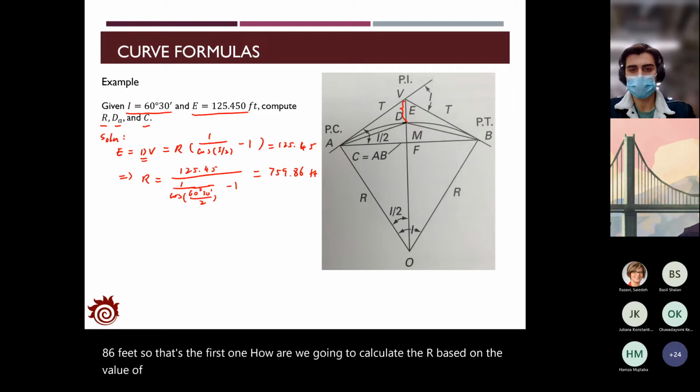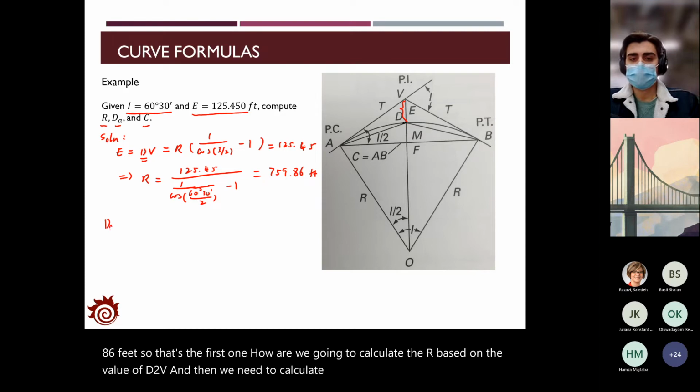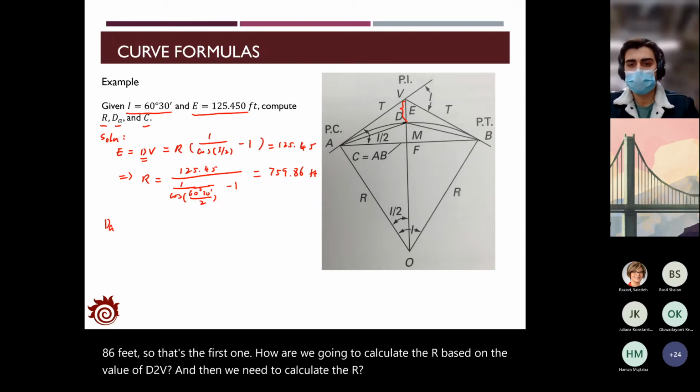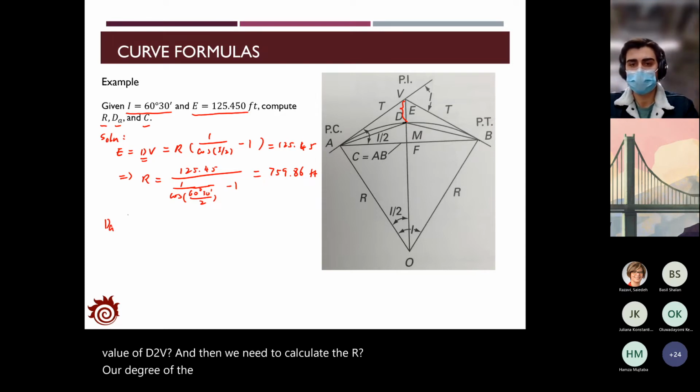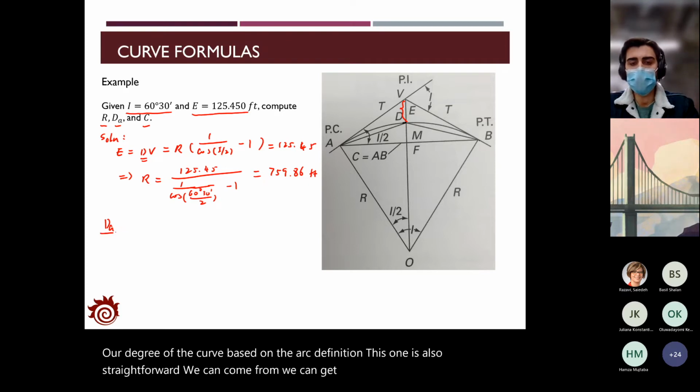So that's the first one, how we're going to calculate R based on the value of D to V. And then we need to calculate the degree of the curve based on the arc definition. This one is also straightforward. We can get the value from its definition.